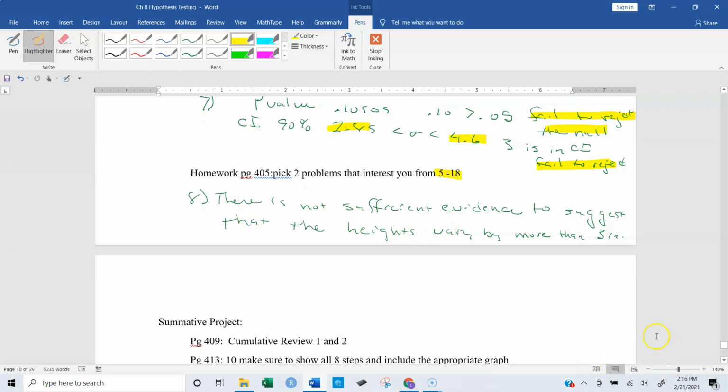The next one here will be your summative project. On pages 409 and 413, make sure you are doing all 8 steps and make sure your requirements are met. That will be for tomorrow.